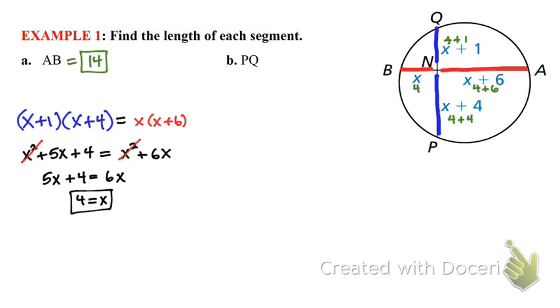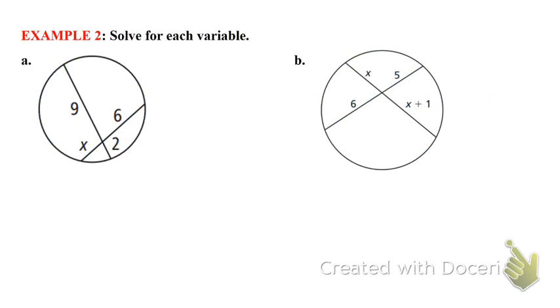And then for BQ, you just got to add QN and NP. So you're going to add 5 plus 8, which is 13. Okay? Sounds great to me. That's good. All right, let's move on.